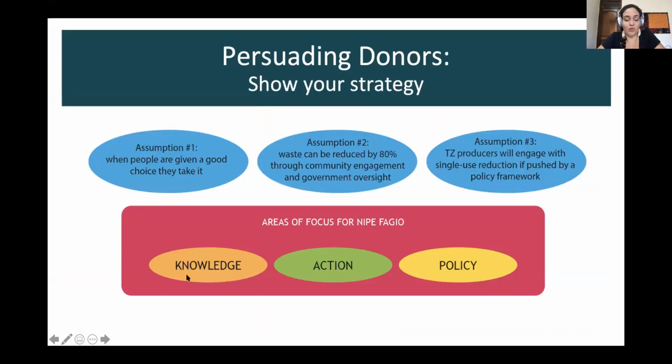Another thing about persuading donors that we do is show your strategy. In our case, we have a theory of change that we have developed that is all based on the zero waste model that we are implementing. And so we have a full document about that. This is just one piece of it that shows our assumptions and also the areas of focus for Nipe Fagio. So when you can actually convey your strategy, you bring the donor closer to you.